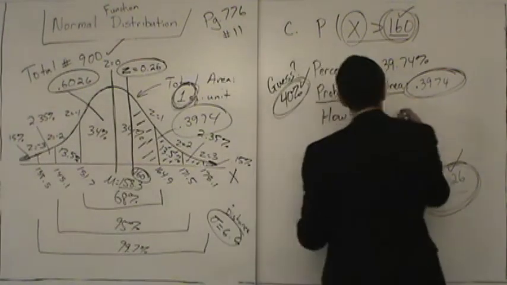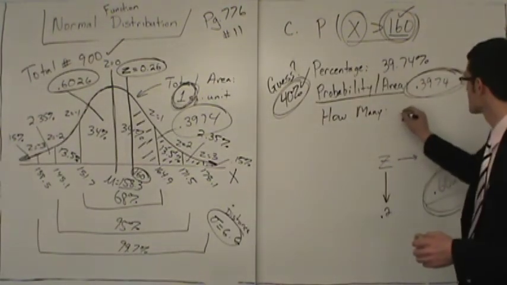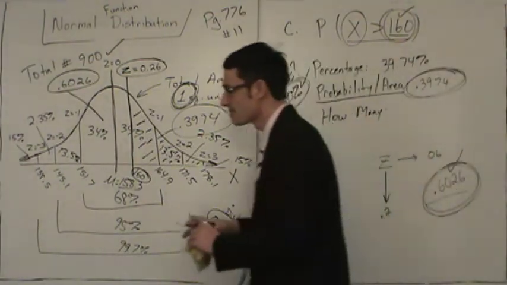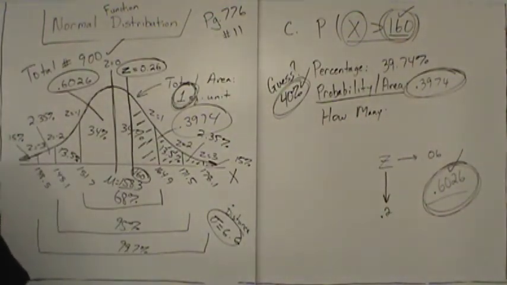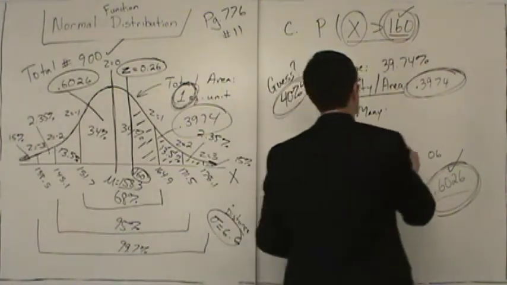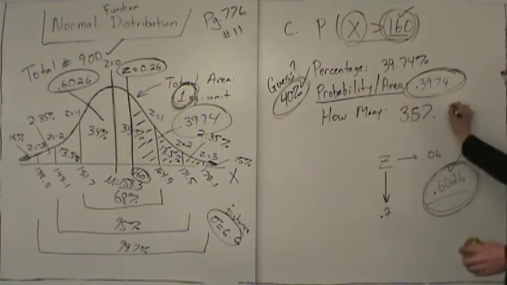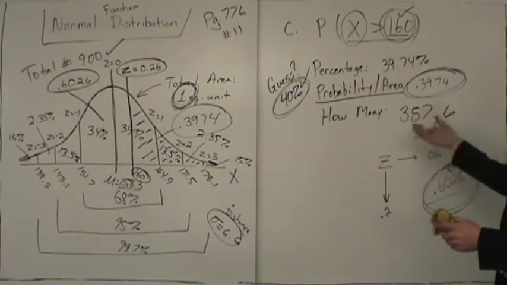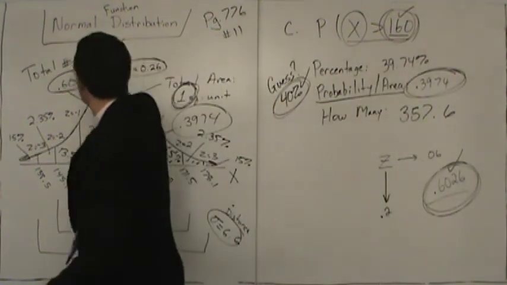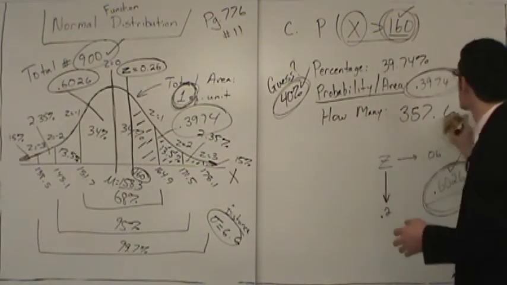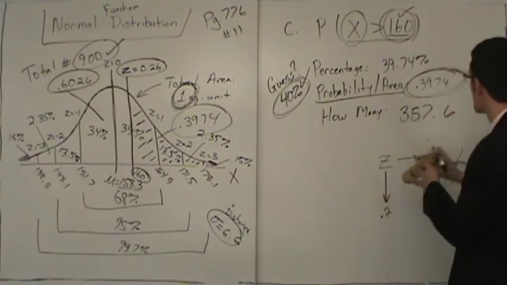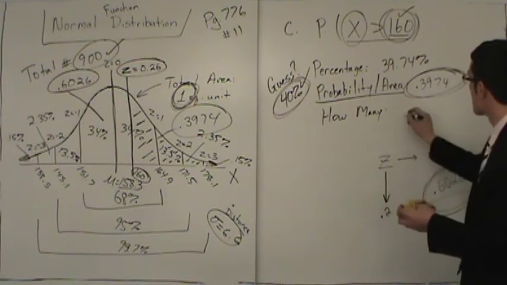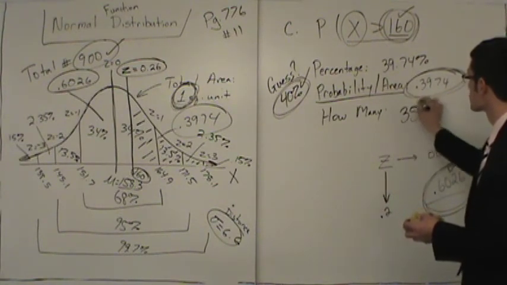It's approximately 357.6. So we get 357.6, and we're going to round. We can't have a partial man. We're talking about 900 men, so let's round to the nearest whole number. So 357.6 rounds up, and we're going to have about 358 for our total number.